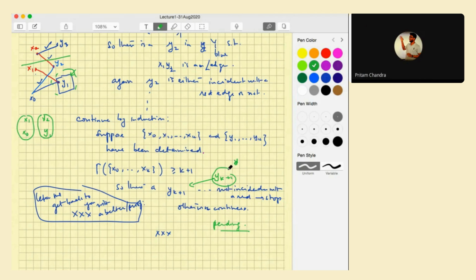Also, Professor, what I think Ayush is saying won't work if y2 is connected to another red edge. Like if y2 is already part of the matching, then we can't still just add an edge from x0.